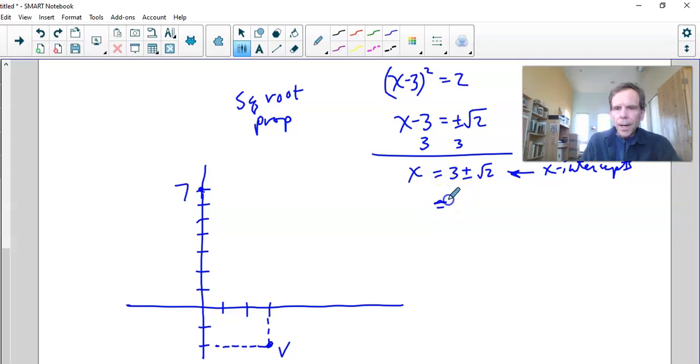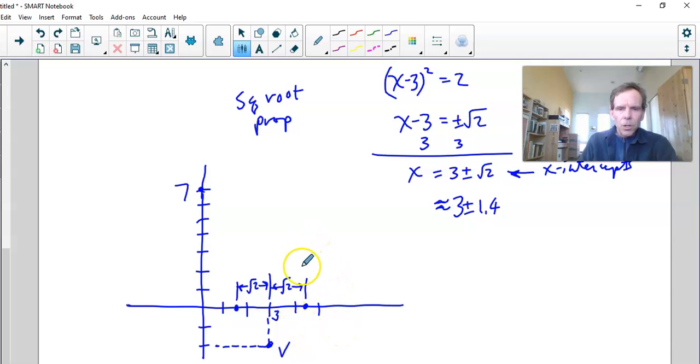And now let's graph the x-intercepts. This is really approximately 3 plus or minus 1.4 if I just round a little bit. I don't need exact values to do a rough graph, or a halfway decent graph. So from 3 we need to go down 1.4, maybe that's there, and up 1.4. So this distance right here, from 3 to here, is the square root of 2. And from 3 up to the upper x-intercept, this is another square root of 2 up from 3.